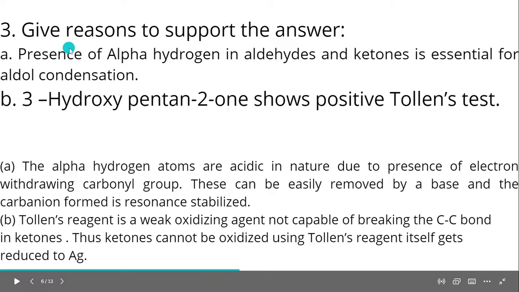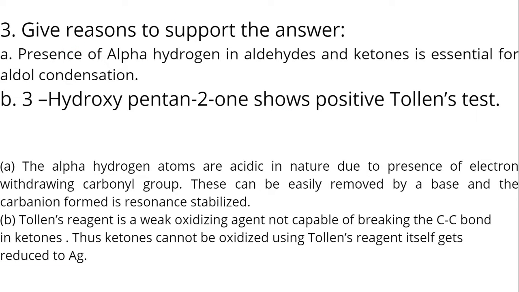Moving on to question 3. Question 3 consists of 2 marks, 1 mark for each part, A and B. The presence of alpha hydrogen in aldehydes and ketones is essential for aldol condensation. The answer for part A is that the alpha hydrogen atoms are acidic in nature due to the presence of the electron withdrawing carbonyl group. These can be easily removed by a base, and the carbanion formed is resonance stabilized.